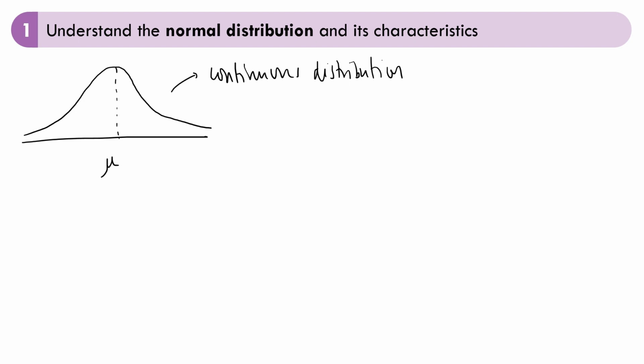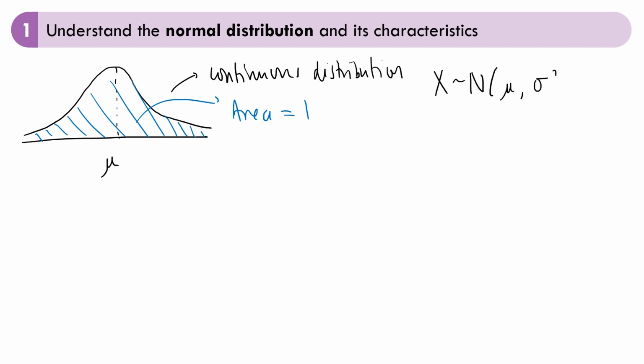Now, one key fact about the normal distribution is that the area underneath the curve is always equal to 1. And that is true of any continuous probability distribution. The notation associated with normal distributions: if we have the continuous random variable x, we can say this is normally distributed with an N, and its parameters are mu, the mean, and also the variance, sigma squared.